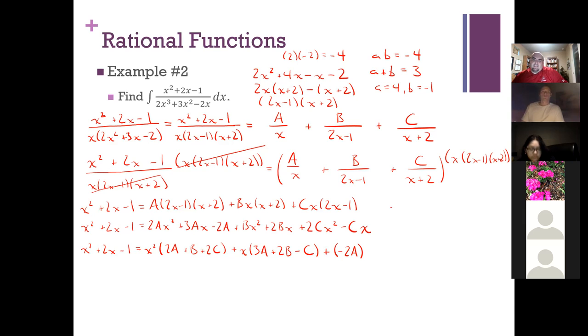So from here, basically, I'm going to have a system of three equations. Realizing that what's on the left-hand side of the equal sign has to equal what's on the right-hand side, what must 2a plus b plus 2c be equal to? One. That must be equal to one. So I'm going to go ahead and just start this system of equations. 2a plus b plus 2c equals one.